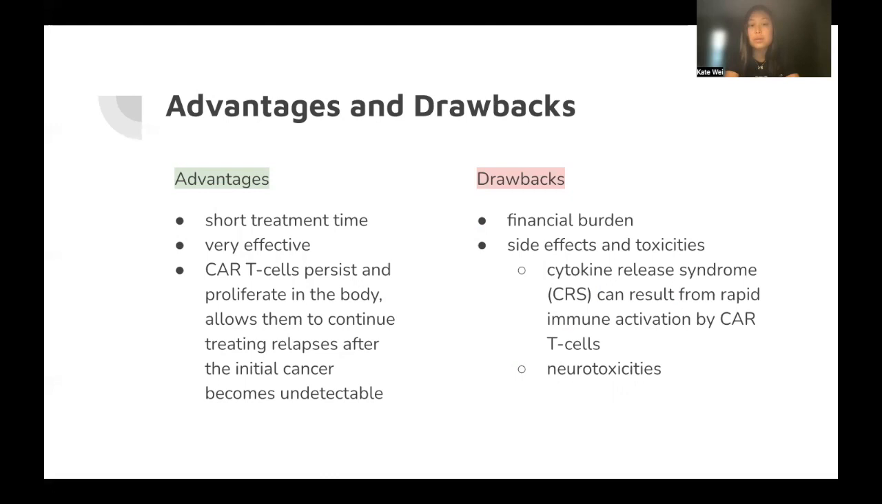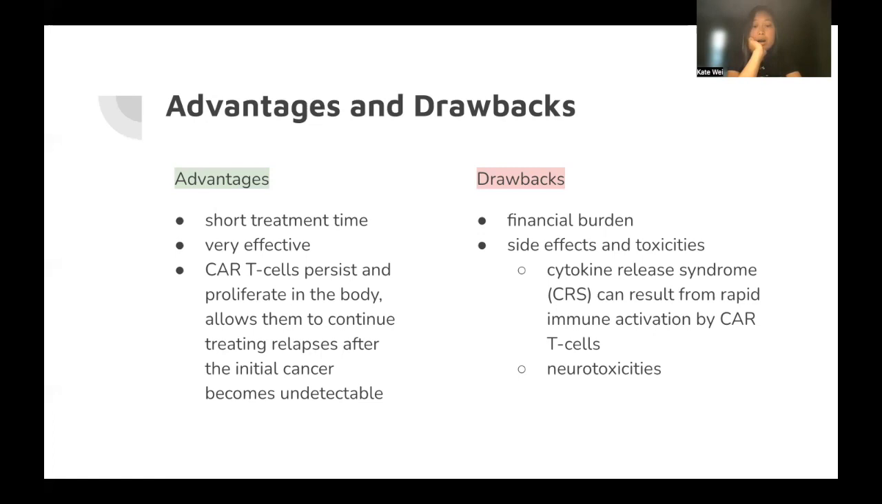Additionally, in contrast to chemotherapy, which is only effective at killing cancer cells within a short window of administration, CAR T cells persist and proliferate in the body, which allows them to continue treating relapses that occur after the initial cancer has become undetectable. One recent study has shown that CAR T cells can actually remain detected in patients more than 10 years after the initial infusion of CAR T cells, and these CAR T cells retain their cytotoxic characteristics and continue to maintain functional activity and proliferation.